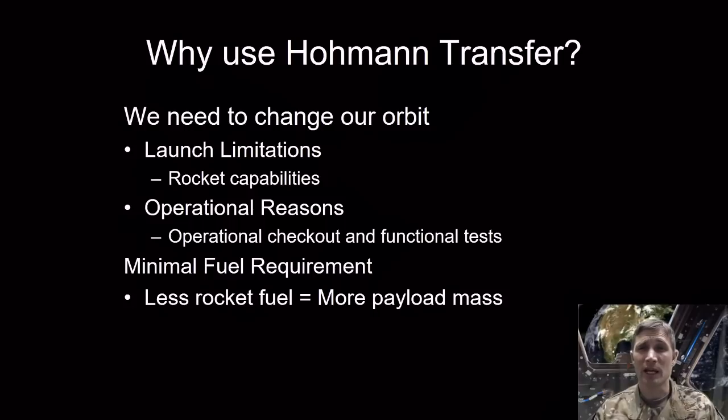Anytime we do an orbit transfer, we're going to be burning fuel. We're going to be burning rockets. Well, when we burn rockets, we use a lot of fuel. Hohmann transfers are the minimum fuel transfer. If we can save fuel, that gives us more opportunity to put more payload mass in orbit.